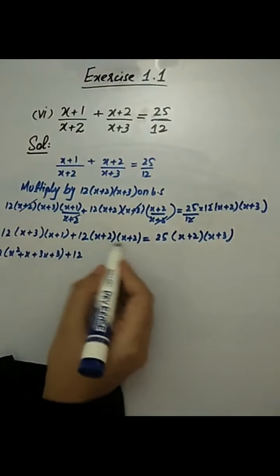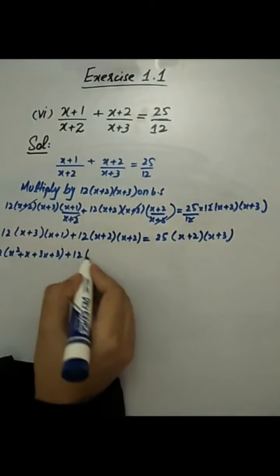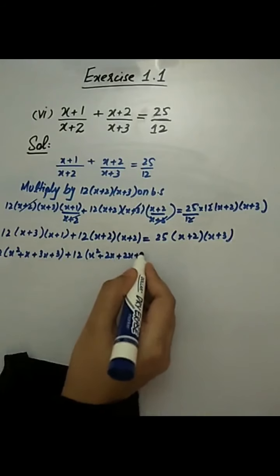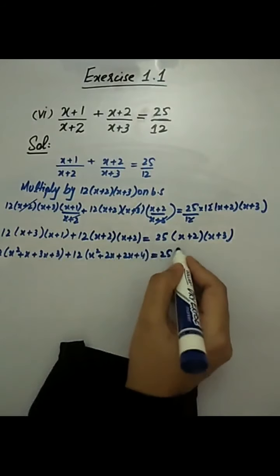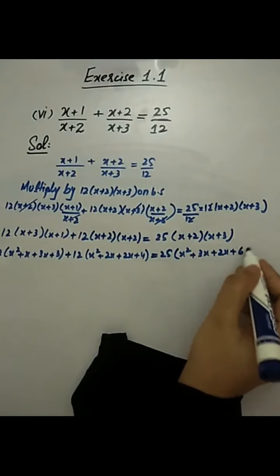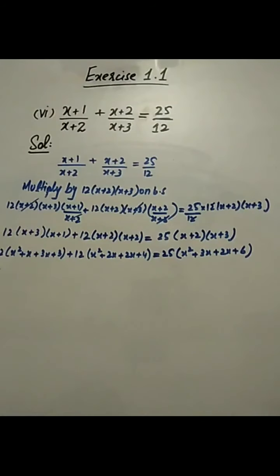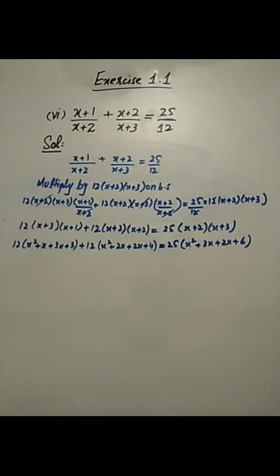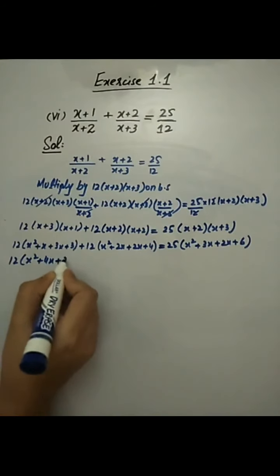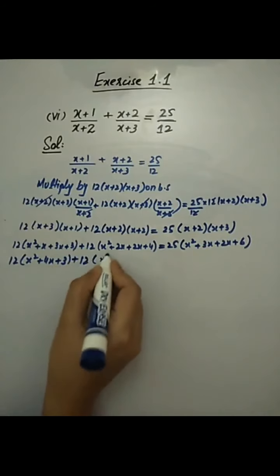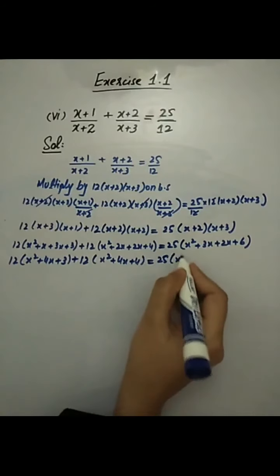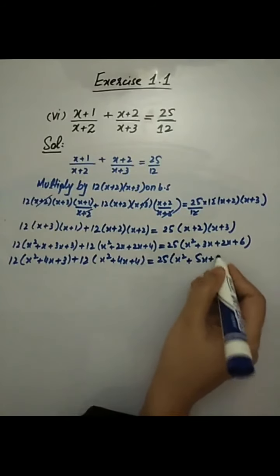12. Here we can make formula or we can directly multiply them. X square plus 2x plus 2x plus 2 twos are 4. 25 x square plus 3x plus 2x plus 6. Clear? Okay, so 12 x square plus 4x plus 3, 12 x square plus 4x plus 4, 25 x square plus 3 plus 2, 5x plus 6.